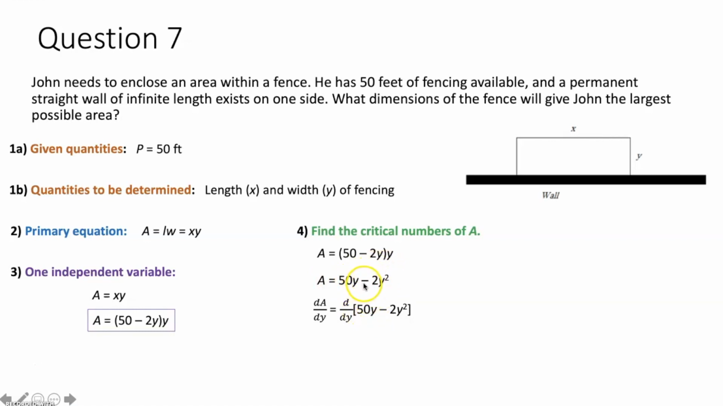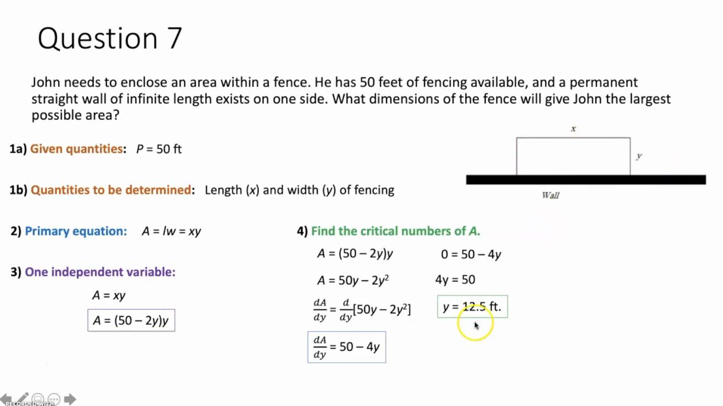And then over here, the derivative of negative 2y squared, the negative 2 stays out front by the constant multiple rule. Then you take the derivative of y squared using the power rule, which becomes 2y to the first power. Multiply the 2 by the negative 2 out front, and you get negative 4y to the first. Now we have the derivative of our given equation with respect to y. So to find the critical numbers, all we have to do is set the derivative equal to 0 and solve for y. To solve this for y, we just add 4y to both sides, divide both sides by 4, and we get y equal to 12.5 feet. So that is the width of our given enclosure.